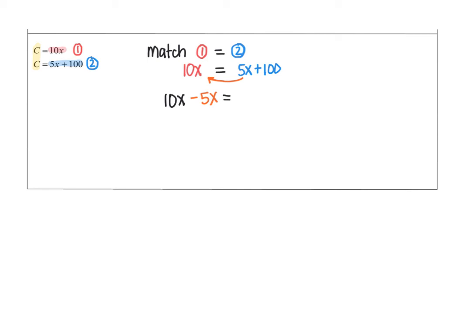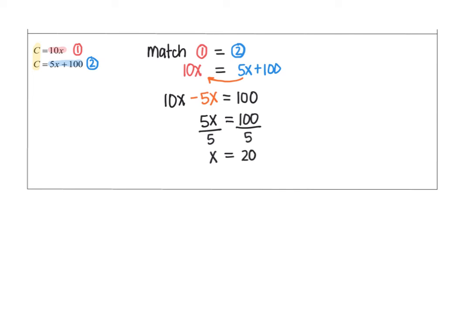In this example, our equations are in the form c equals, but we'll notice that they're both in the same format. So we can still match up equation 1 and equation 2. If c equals 10x and c equals 5x plus 100, then that means that 10x equals 5x plus 100. We can move the 5x across the equal sign to be with the other x's. That will turn it into a negative 5x. And then we'll subtract. 10x take away 5x will give us 5x, and that will equal 100. At this point, we'll need to divide both sides by 5 to get the x by itself, and that will leave us with x is equal to 20.